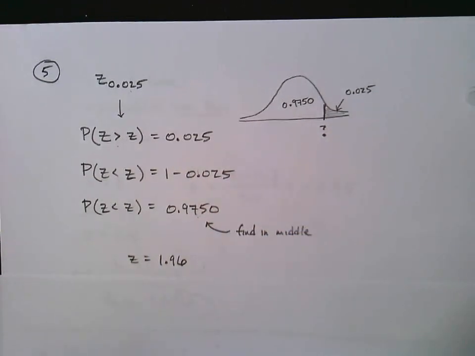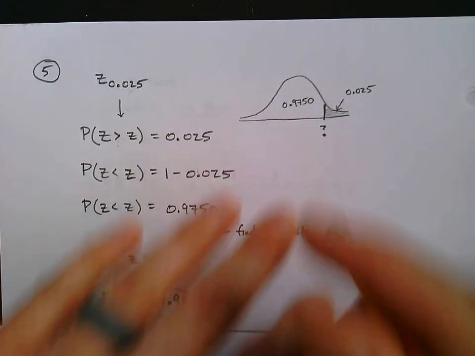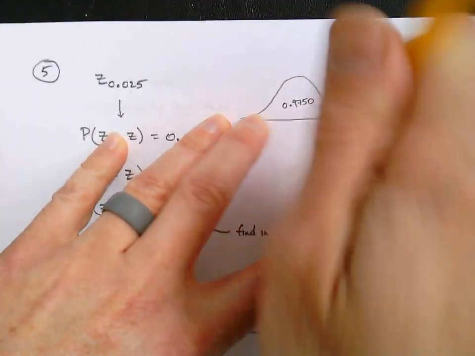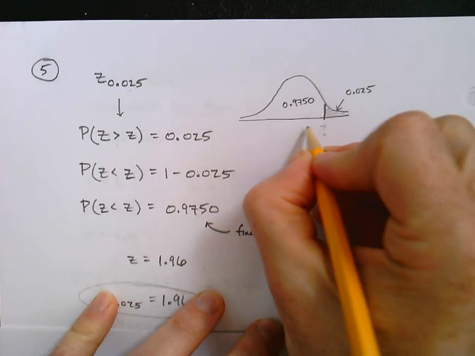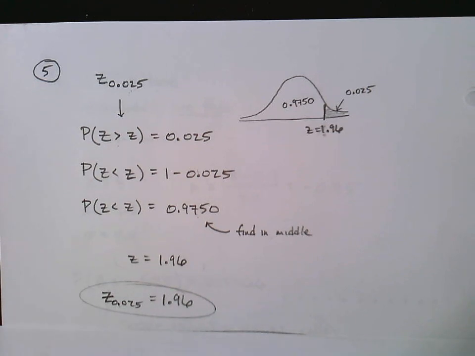Really, that's what we're looking for. Technically, in this problem, I'm going to say this as our final answer. Z sub 0.025 equals 1.96. The z-score with this much area above, if I go back, z equals 1.96 is where that happens.